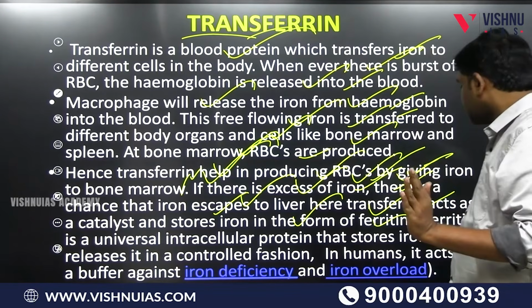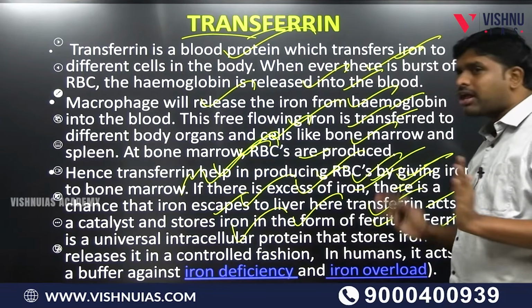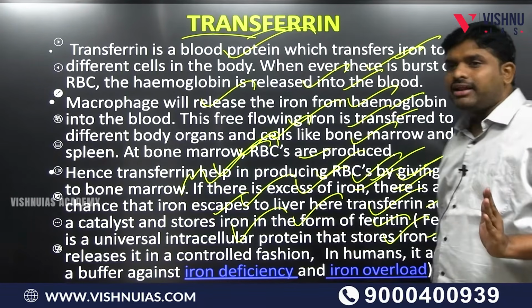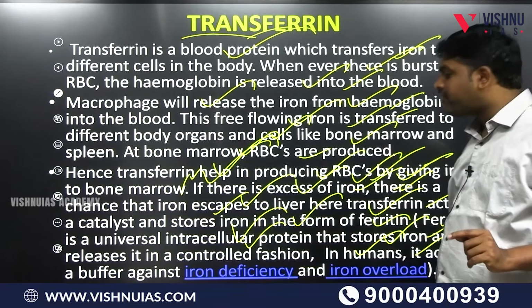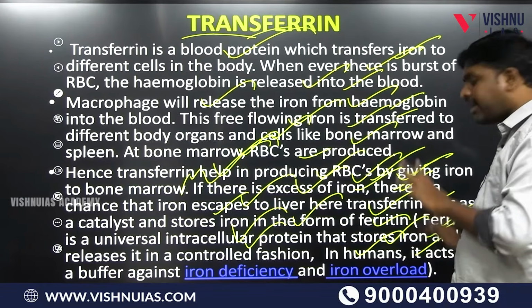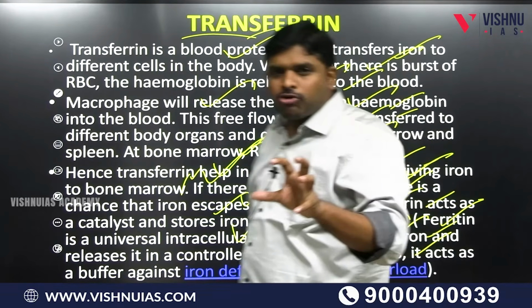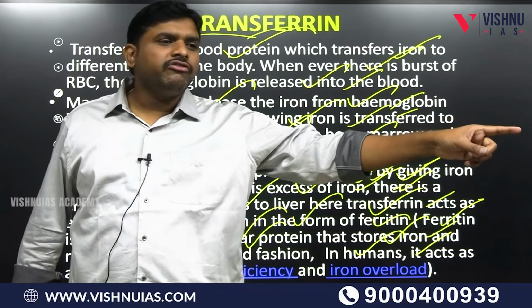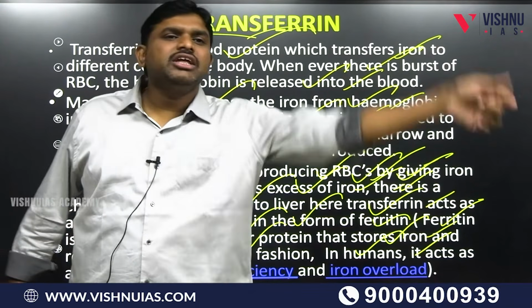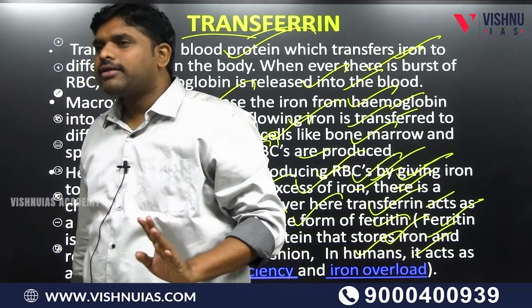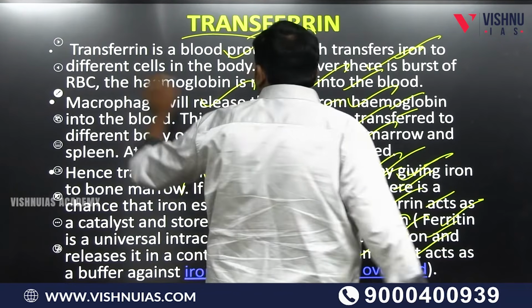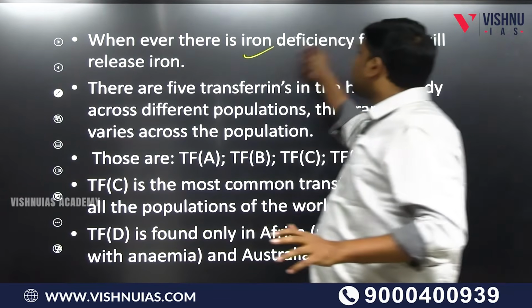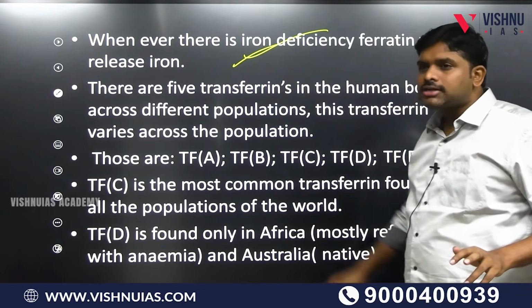Ferritin is a universal intracellular protein that stores iron and releases it in a controlled fashion. In human beings, it acts as a buffer against iron deficiency and iron overload. When there is iron overload, iron converts into ferritin. When there is iron deficiency, the ferritin will be converted into iron. In that way, in excess of iron, this will be helpful. Whenever there is iron deficiency, ferritin will release iron.